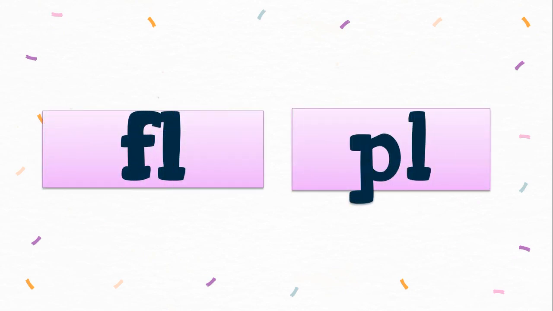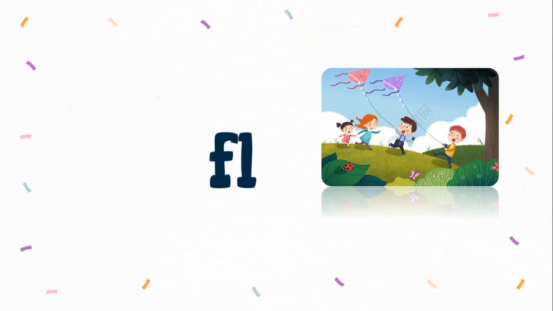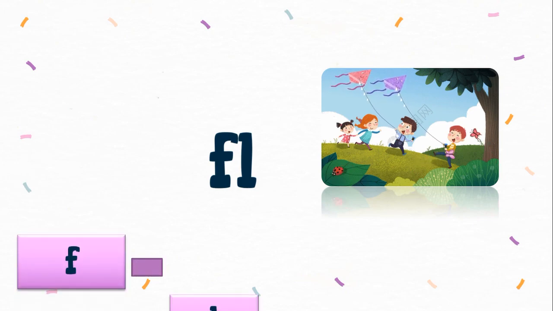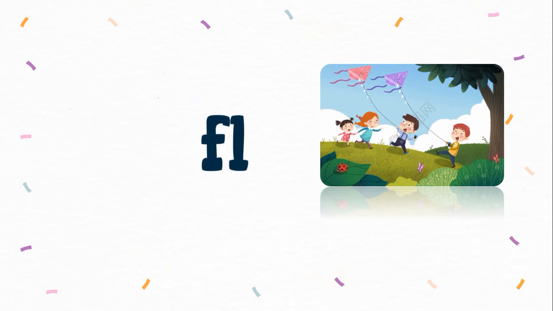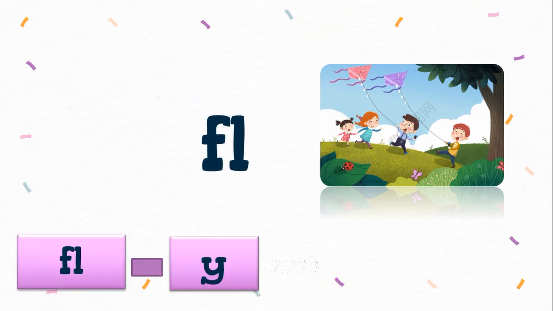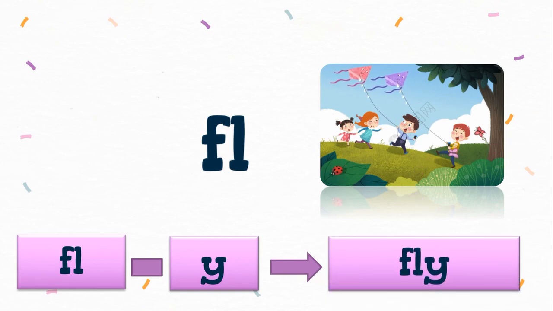Today, you're going to learn two sound clusters. They are fl and pl. The first sound cluster, fl, is the combination between f sound and l sound. We have fl. Everyone listen and repeat after me. L, fl, l, fl. I fly, fl. I fly.